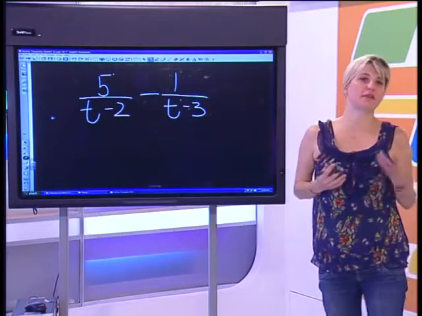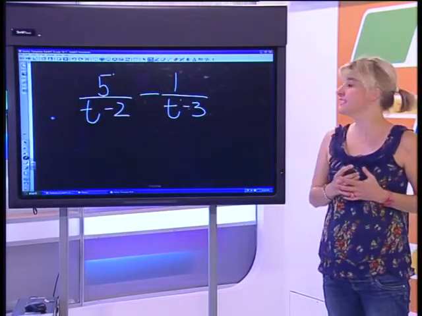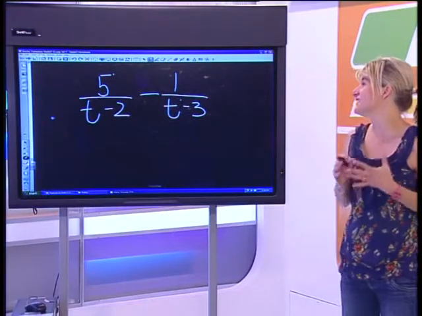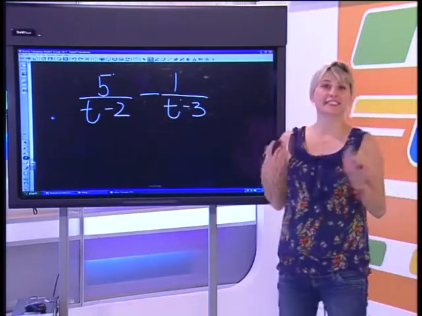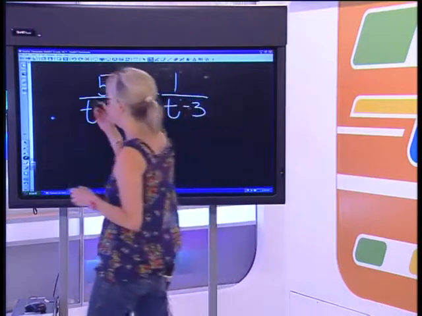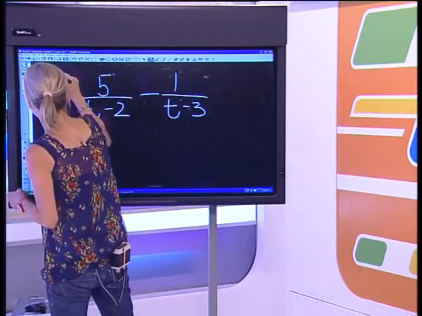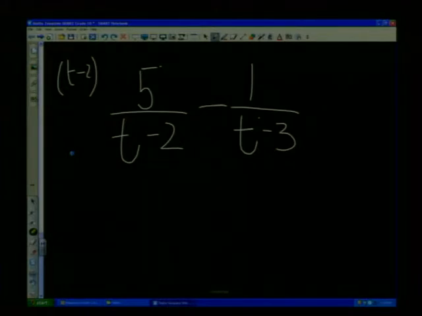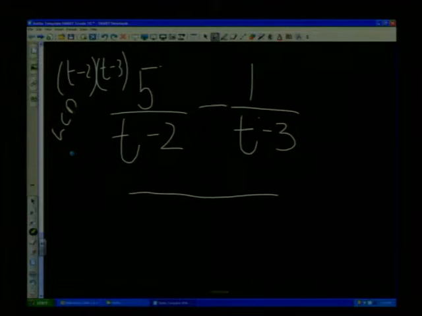Now the concept is very much the same now, except that we're dealing with some variables. So now I've got to get an LCD between t minus 3 and t minus 2 and t minus 3. And of course my LCD is going to be both of those. So I'm going to write here t minus 2, t minus 3. Okay, so t minus 2, t minus 3 is my LCD, and I'm going to do the following. So maybe just write there LCD. Right, so t minus 3 and t minus 2.